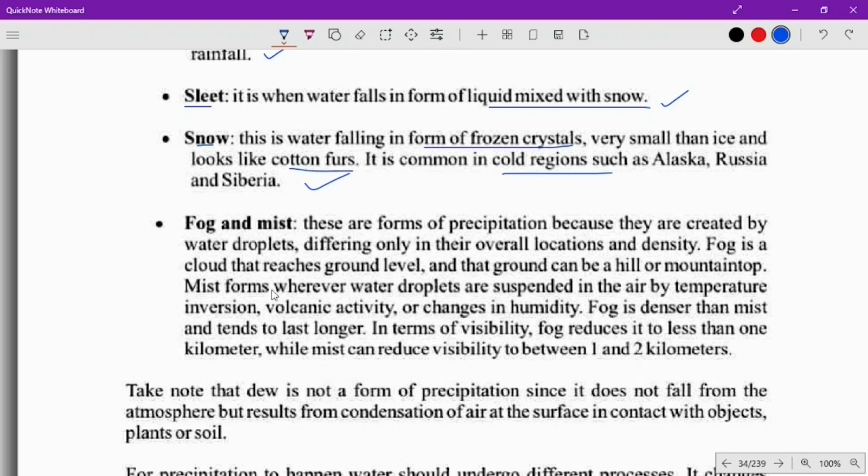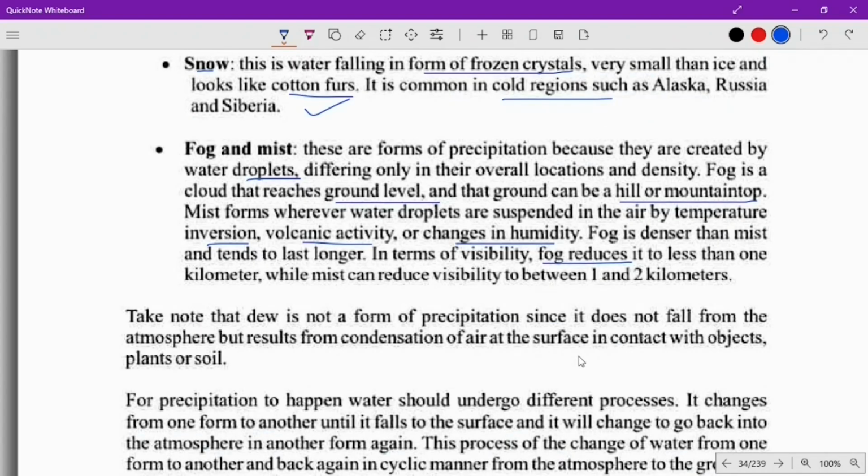Fog and mist. These are forms of precipitation because they are created by water droplets, differing only in their overall location and density. Fog is a cloud that reaches ground level, and that ground can be a hill or a mountain top. Mist forms wherever water droplets are suspended in the air by temperature inversion, volcanic activity, or changes in humidity. Fog is denser than mist and tends to last long because fog is actually a cloud that has reached ground level. In terms of visibility, fog reduces it to less than 1 kilometer, while mist can reduce visibility to between 1 and 2 kilometers.